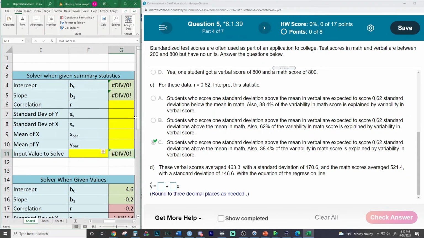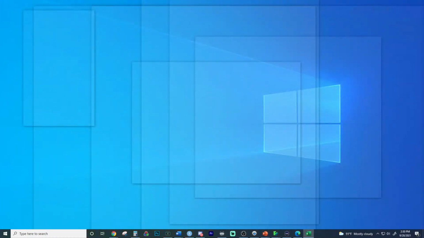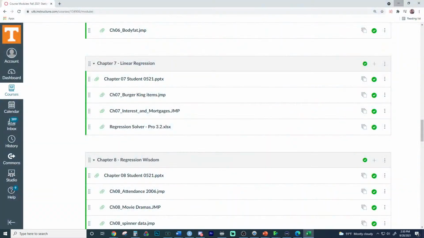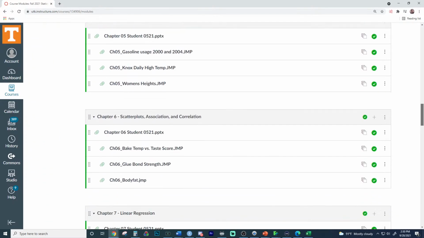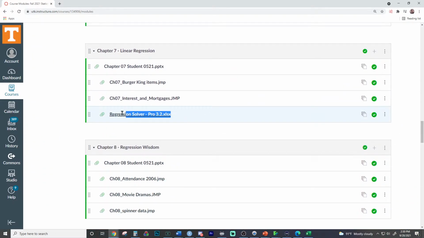Okay. So we're going to use the regression solver here where we get the summary statistics. An important thing to know is that this regression solver is found under Canvas. And where do I have the Canvas? Here it is. This is under the modules. Make sure to be under modules. And then go down to Chapter 7, and you will see Regression Solver Pro 3.2.